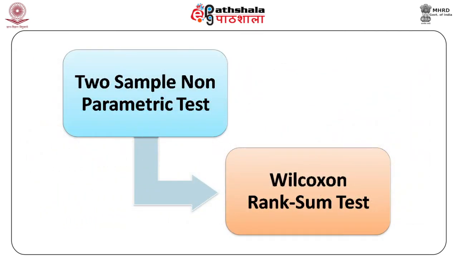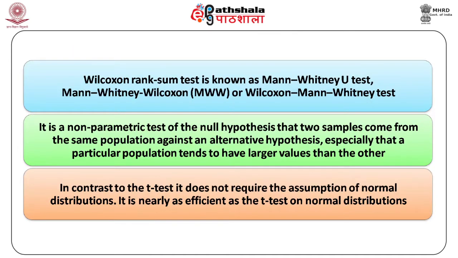Coming to two sample non-parametric tests. First, Wilcoxon rank sum test. Wilcoxon rank sum test is known as Mann-Whitney U-test, Mann-Whitney-Wilcoxon or Wilcoxon-Mann-Whitney test. It is a non-parametric test of the null hypothesis that two samples come from the same population against an alternative hypothesis, especially that a particular population tends to have larger values than the other.